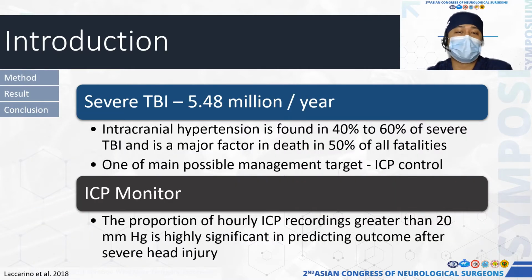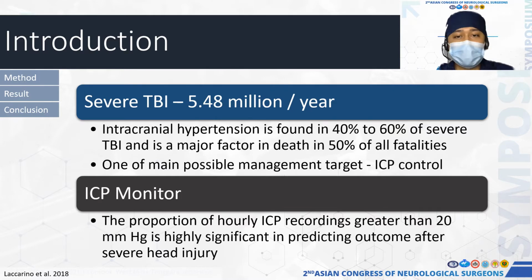As for the introduction, severe TBI cases, as we know, comprise about 5 million cases per year all over the world, and a lot of these cases happen in low-middle income countries, as here in Indonesia. Intracranial hypertension is found in about 40% to 60% of all severe TBI, and is one of the major factors of death in severe TBI.